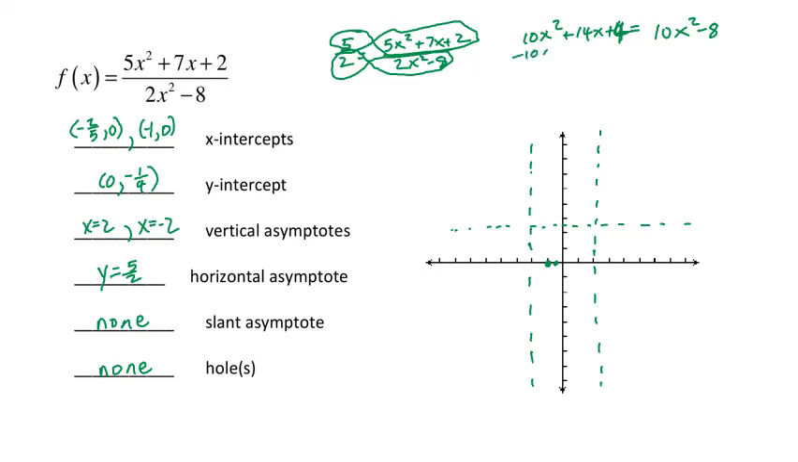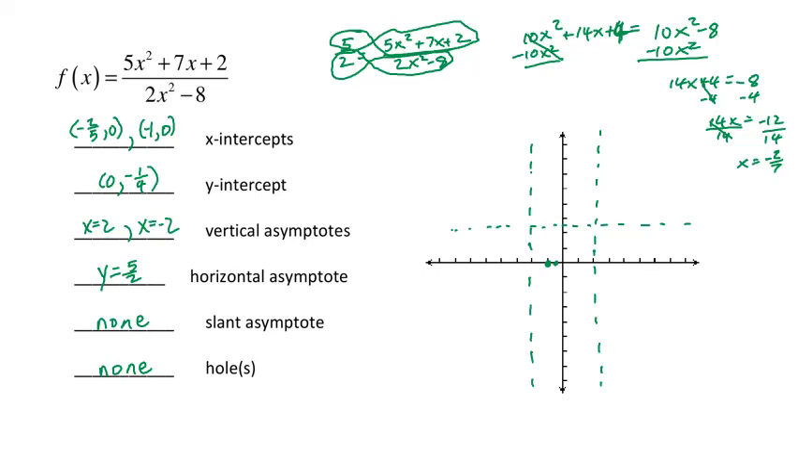If we subtract 10x squared from both sides, the 10x squares are gone. We're left with 14x plus 4 equals negative 8. This will have a solution. If we subtract 4 from both sides, we end up with 14x equals negative 12. We divide both sides by 14, and so x is equal to negative 12/14, which is basically negative 2/7.